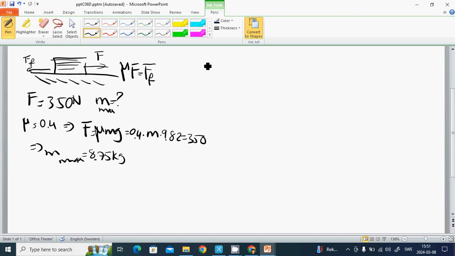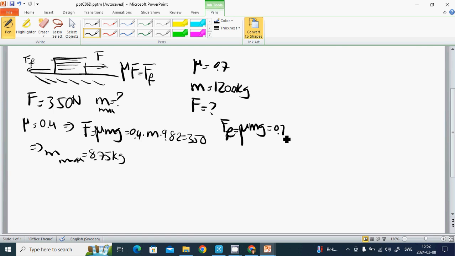And another example, we have a friction constant as 0.7 between the car wheel and the ground. And a car is weighing M equals to 1200 kilogram. And what is the brake power F to make this car stop? And Ff equals to mu mg, and it is 0.7 multiplied by 1200 multiplied by 10 equals to 8.4 kilonewton.